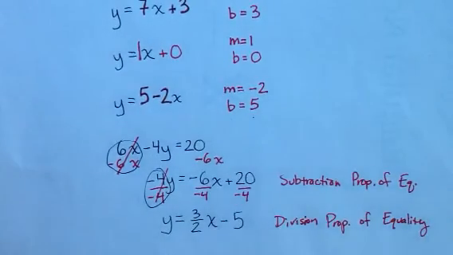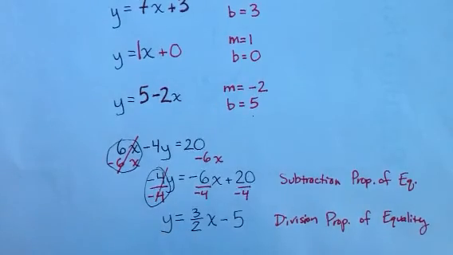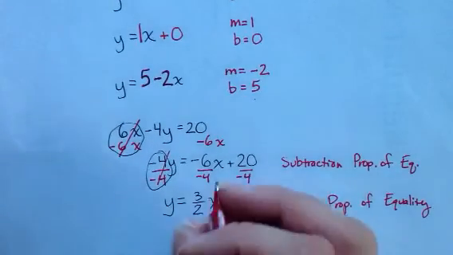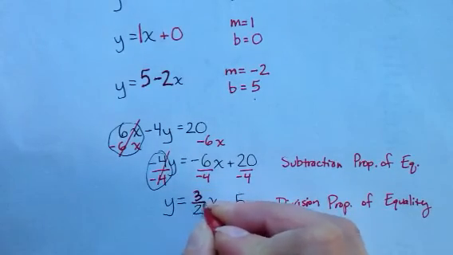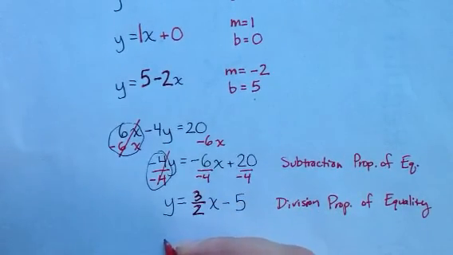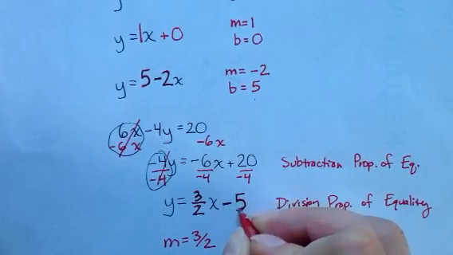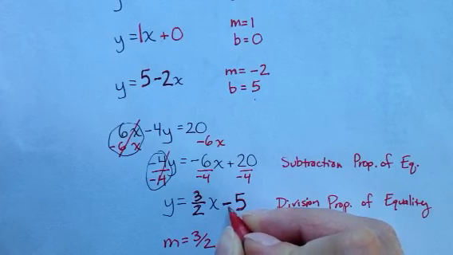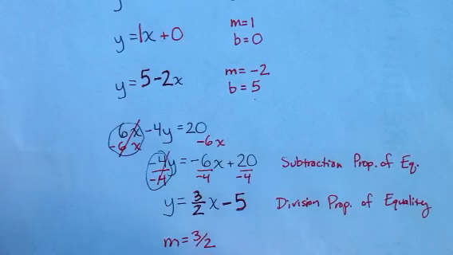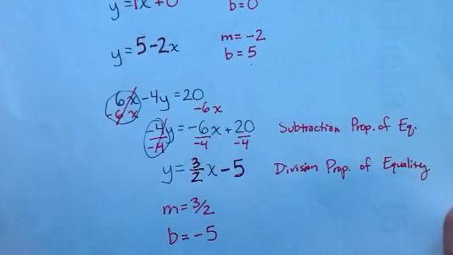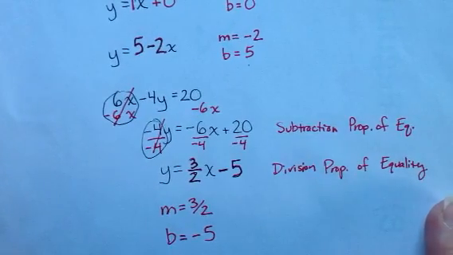Alright, and now I've got it in slope-intercept form. I've got y equals. So now I'm ready to identify the slope and the y-intercept. So the slope is my coefficient of x here. It's 3/2. And my negative 5, don't forget the sign there, that's part of your y-intercept. Negative 5 is my y-intercept. Okay, now try some practice of your own.